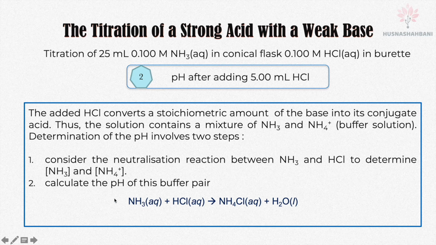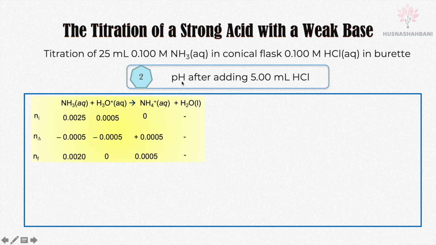Neutralization equation: the weak base and strong acid produce salt and water. So this salt is an acidic salt. The equivalence point pH must be less than 7, because this is an acidic salt. Now, we need to calculate the pH after adding 5 mL of HCl. We calculate the number of moles reacted between NH3 and H3O+, or you can write down NH3 and HCl, and here you can write down NH4+, or the salt.